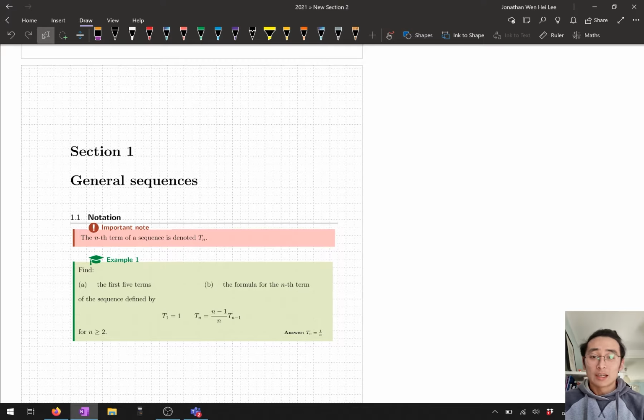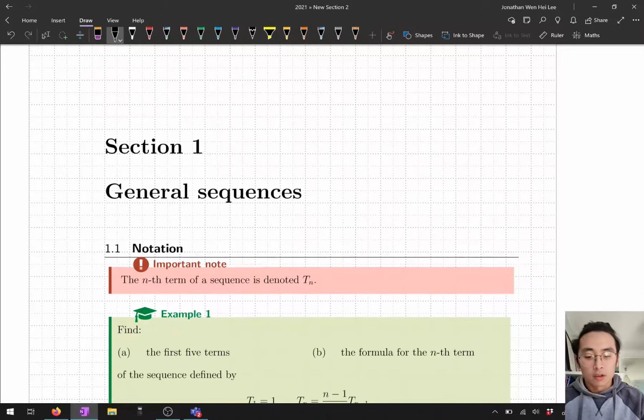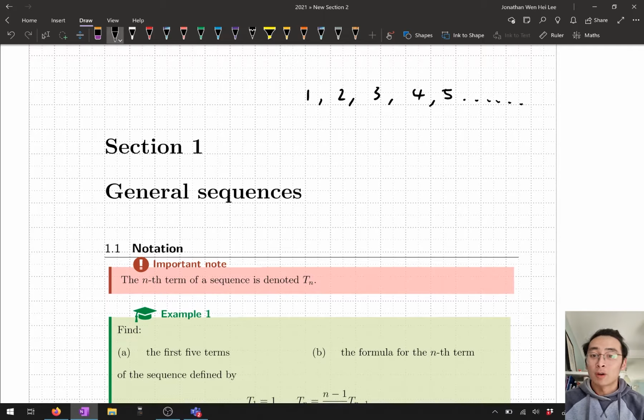So what is a sequence? A sequence is just a string of numbers that follow a certain pattern. So the way we write sequences are, for example, you could have a sequence of 1, 2, 3, 4, 5, and so on. And they go on forever and ever. And so here, this was just going to be every single consecutive integer number.